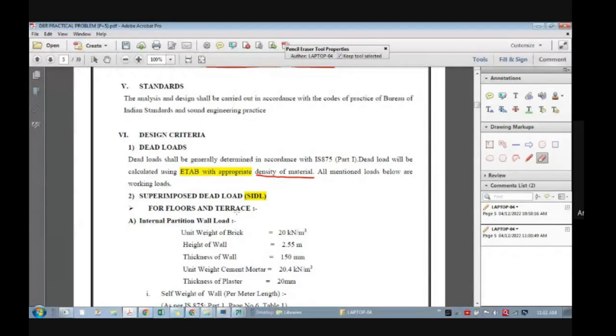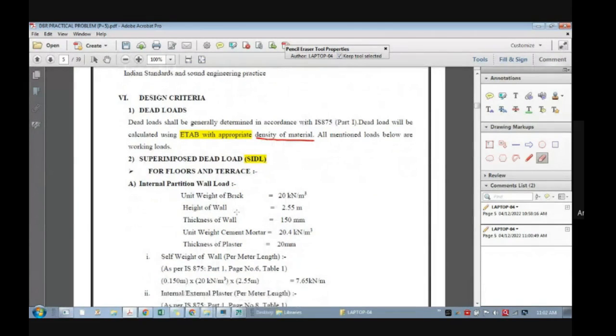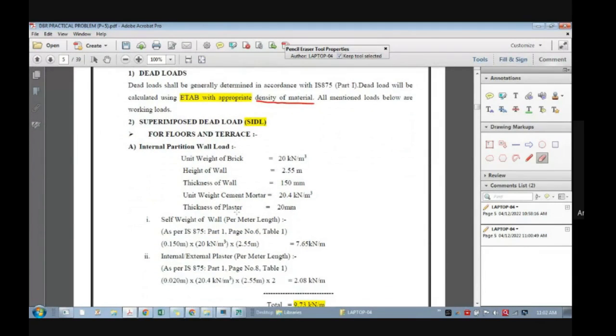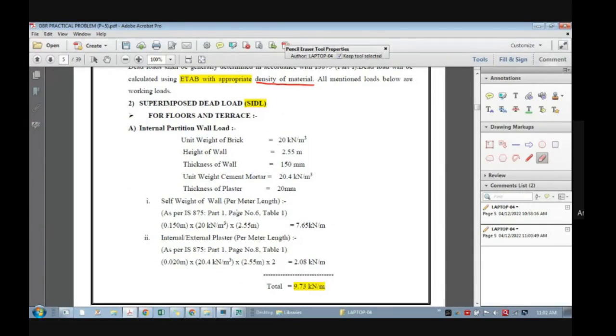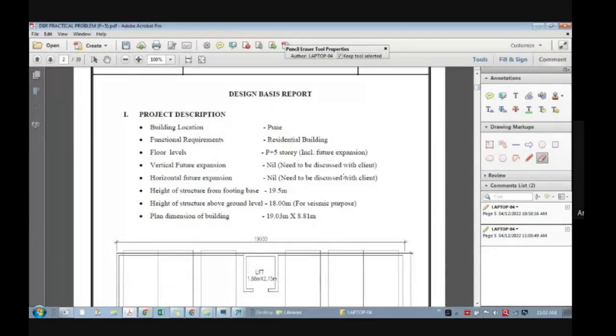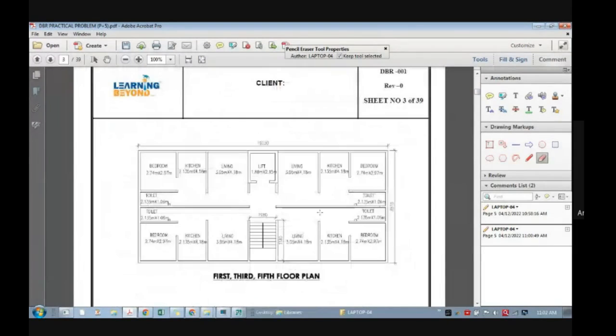Fine. Now, what kind of dead loads are there other than self-weight? You know that there are walls in the building, so wall load will be there. If you look at our plan, whatever we discussed, now in the architectural drawing you can see there are partition walls between the kitchen, bedroom and all, within the building.